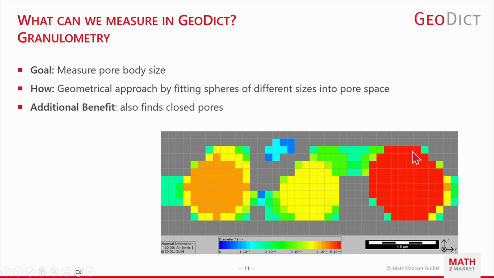We can observe here the largest pore body that is found in red, with the red sphere, which has a diameter of 5 micrometer. And the next larger pores are the one here in orange. It's a little bit smaller, and then this third pore body. You can observe for the closed pore that we have here a diameter that is not 0 micrometer, but somehow around 1.5 micrometer.